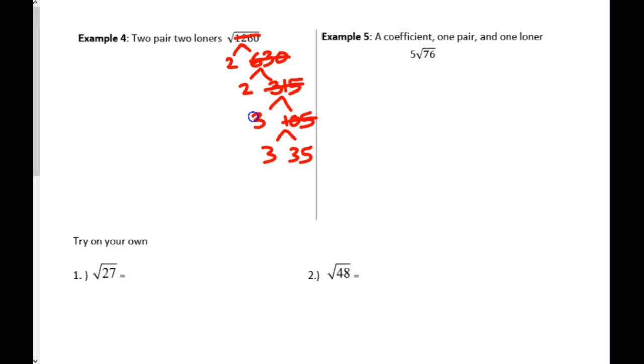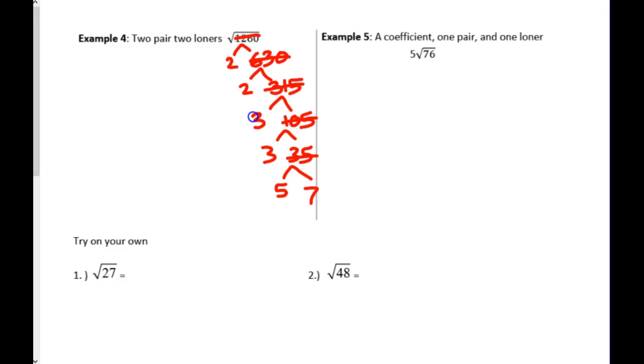Skip over 4. 5, does 5 go into 35? Okay, 5 times 7. And does 7 break down? No, because it is prime. Okay? So we have all prime factors at the end of our factor tree. 2 times 2 times 3 times 3 times 5 times 7 is 1260. So you can prove it. You can multiply them. But let's circle our pairs.